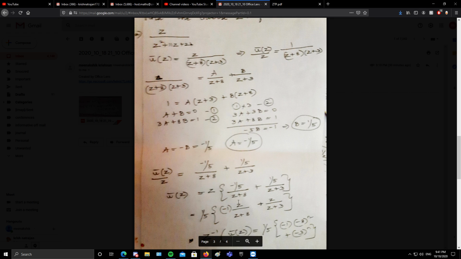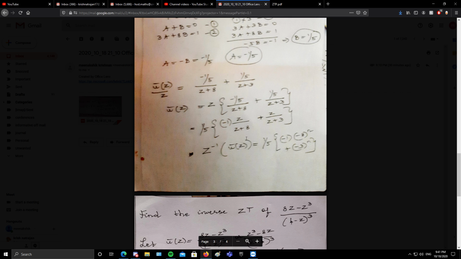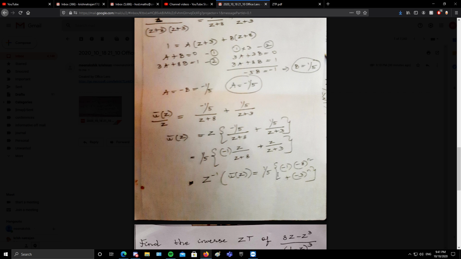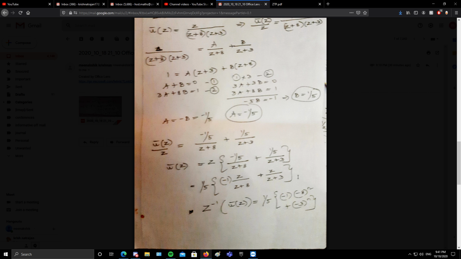So from this, you group z terms, then it will fall into any of the standard functions. So z by z plus a means it is a transform of minus a whole power n. So here a is 8, so minus 8 whole power n. Here a is 3, so minus 3 whole power n. So this is the nth term. So we will see other problems in the next video.